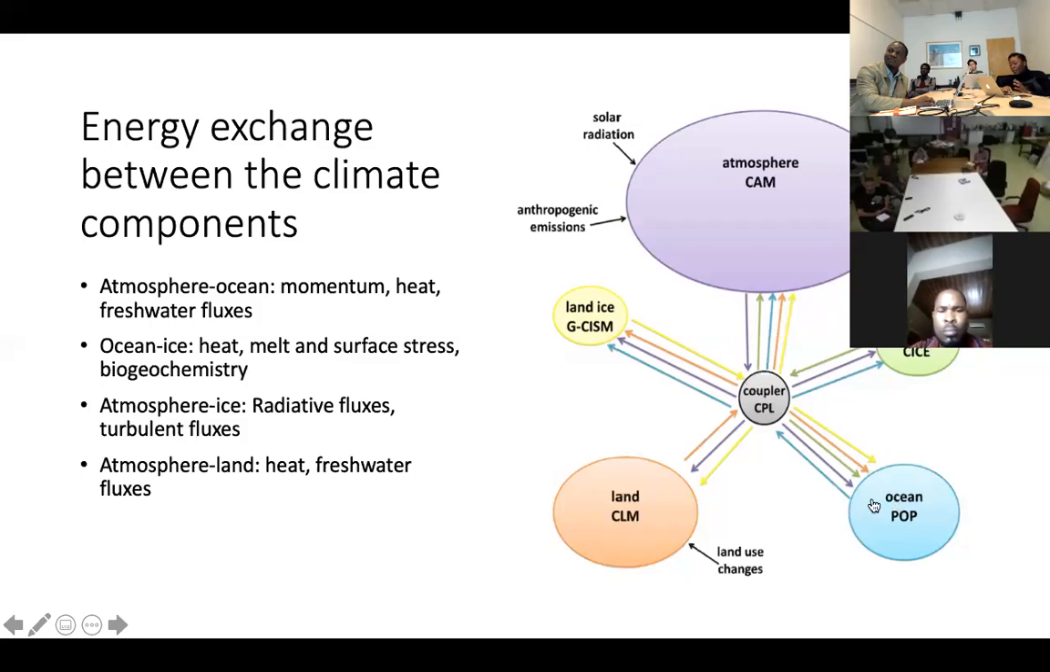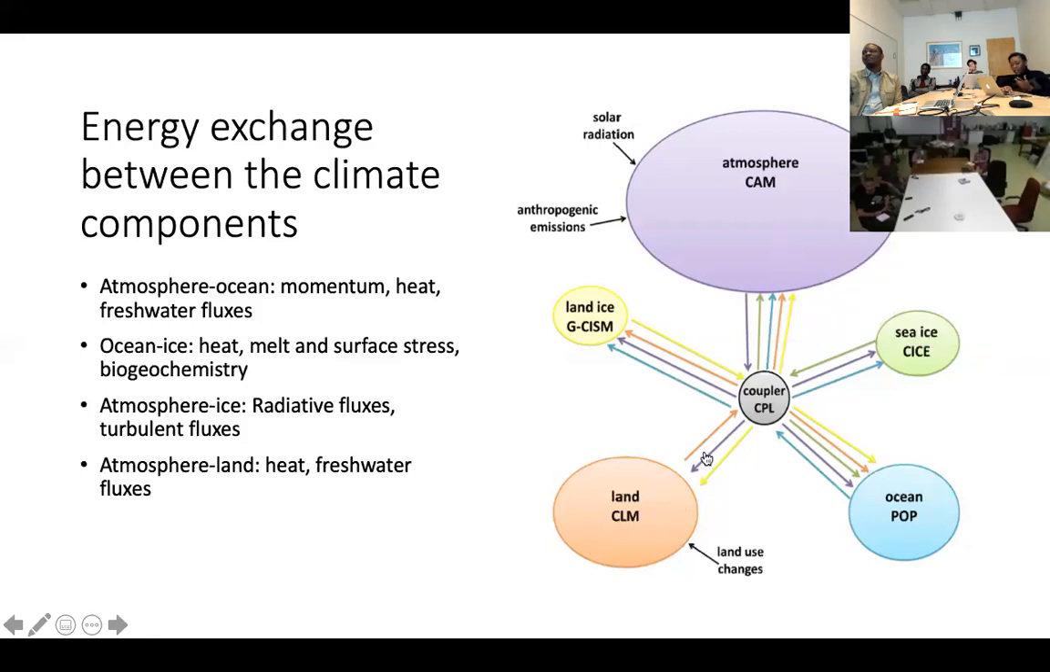The ocean exchanges fluxes with the land ice and sea ice and the atmosphere mainly. It's really, this is what I was saying. The ocean doesn't exchange fluxes with the land model, for example.